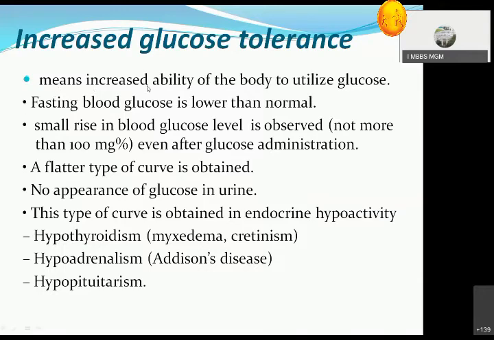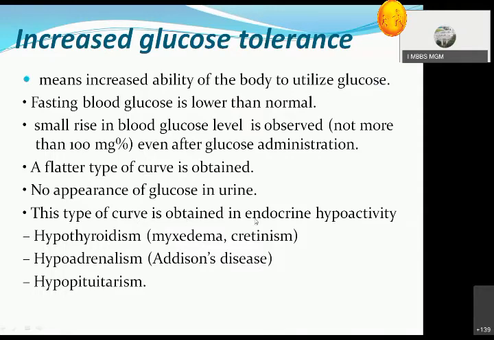It means increased ability of the body to utilize glucose. The body utilizes glucose very fast. So in this, fasting blood glucose is lower than the normal. A small rise in blood glucose level is observed, not more than 100 milligram, even after glucose administration. A flatter type of curve is obtained, and there is no appearance of glucose in the urine.